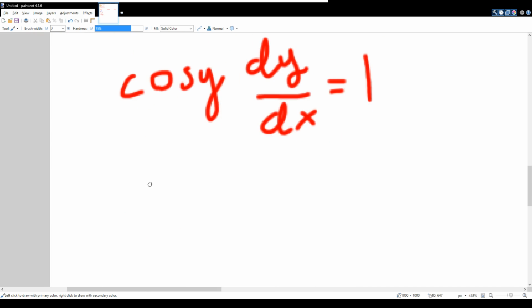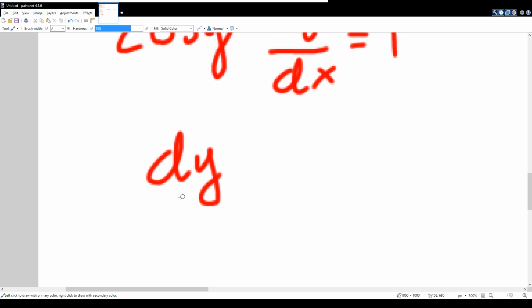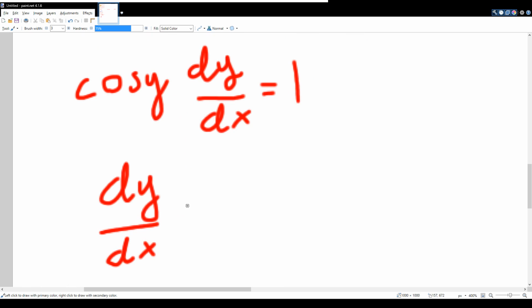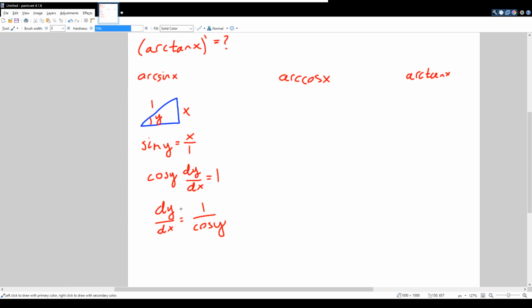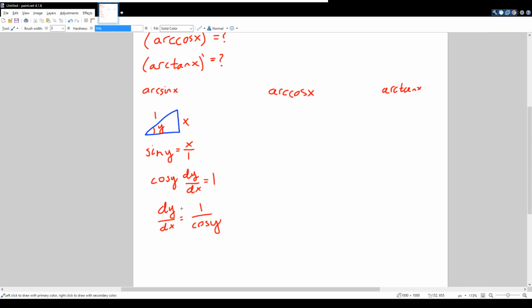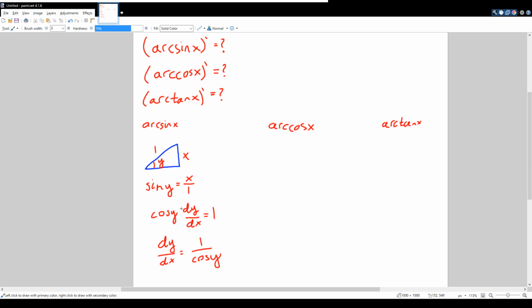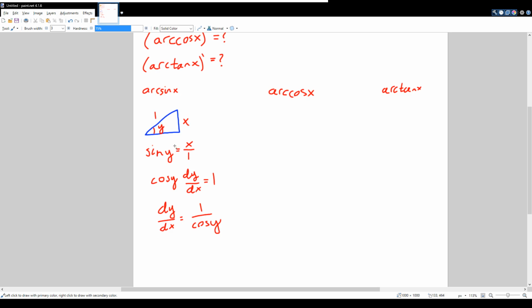So now we can divide the cosine over, given that cosine y isn't equal to 0. For this purpose, it won't matter. So we're kind of already technically done. This is a correct expression for the derivative, but we want to find it in terms of x. So we need to find an expression for cosine of y with respect to x.